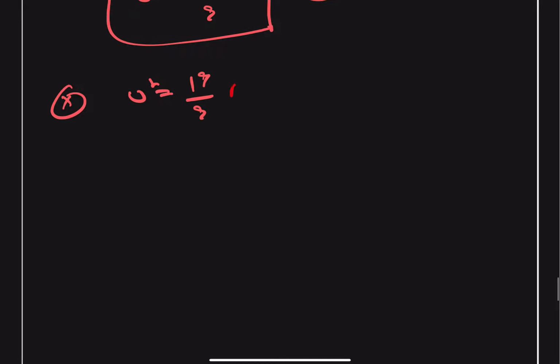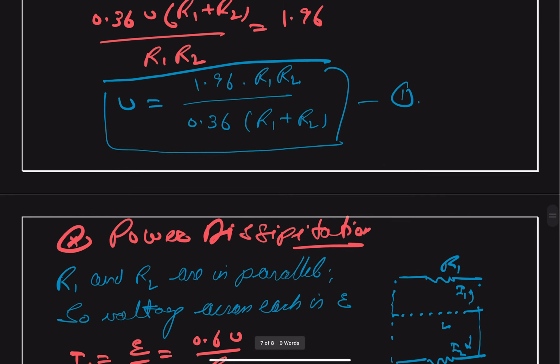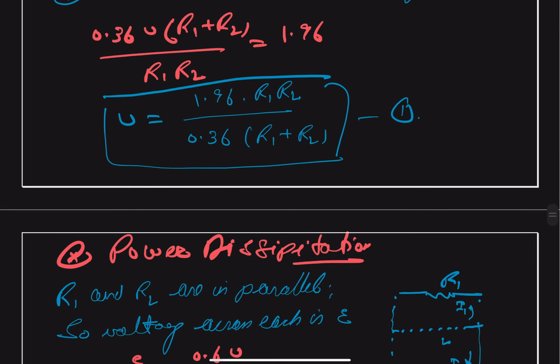Next, we are almost done now. So we know the relationship between V, R1 and R2. Let me write it here. We know that V square is equal to 19 by 9 times R1, and V square is equal to 10 by 3 times R2. And we already know the equation of the velocity, which is equation number 1. So we substitute this in equation number 1.